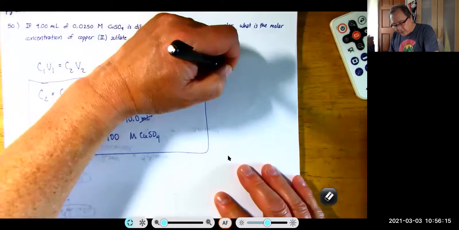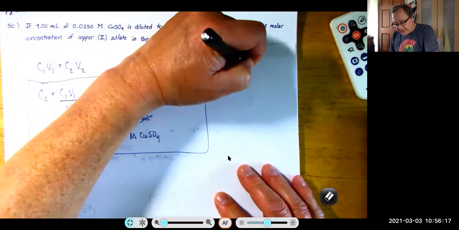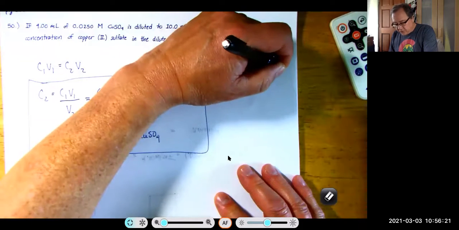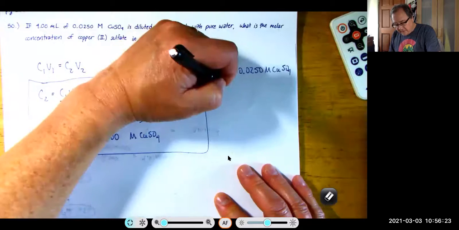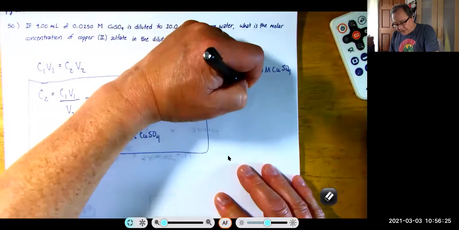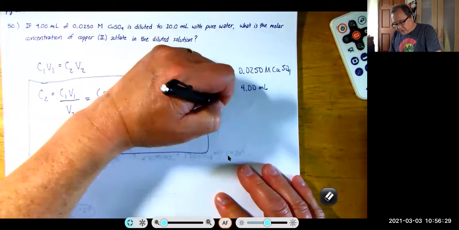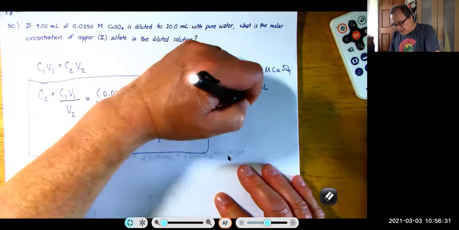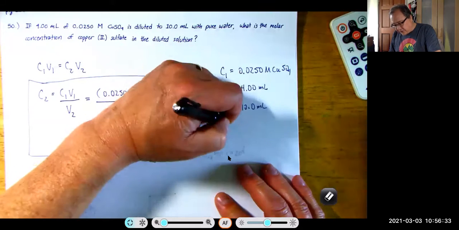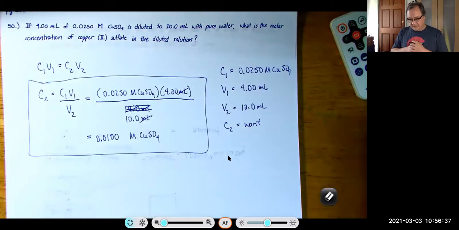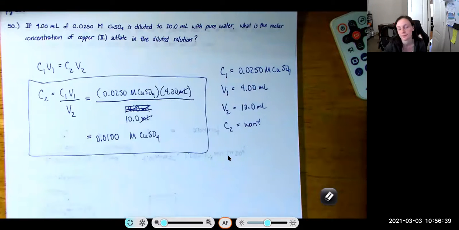So we can do that. C1 is equal to 0.0250 molar copper(II) sulfate. V1 is 4.00 milliliters. V2 is 10.0 milliliters, and C2 is what we want. Then we just plug it all in like you did.